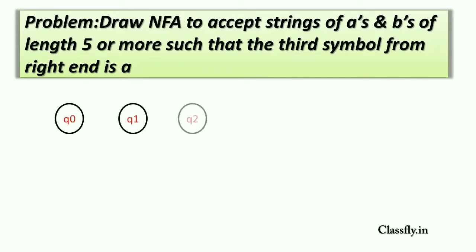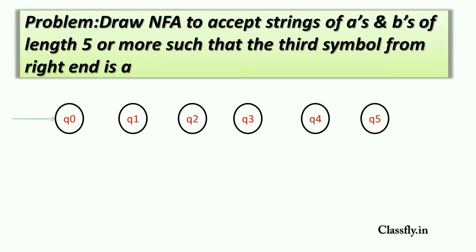Here come our states Q0, Q1, Q2, Q3, Q4, Q5. So in total we have considered 6 states. That is, 6 is greater than or equal to 5, so this first condition has been satisfied. If we take 4 states, then the condition fails because 4 is less than 5. So by taking 6 states, we have satisfied the given condition.